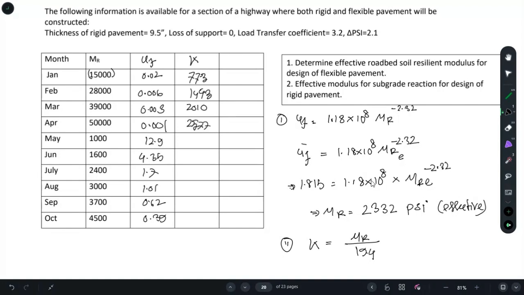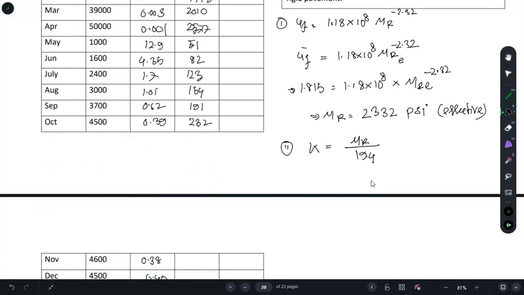For May, the K value is 5182, 123, 154, 191, 232. And we have two more months left.